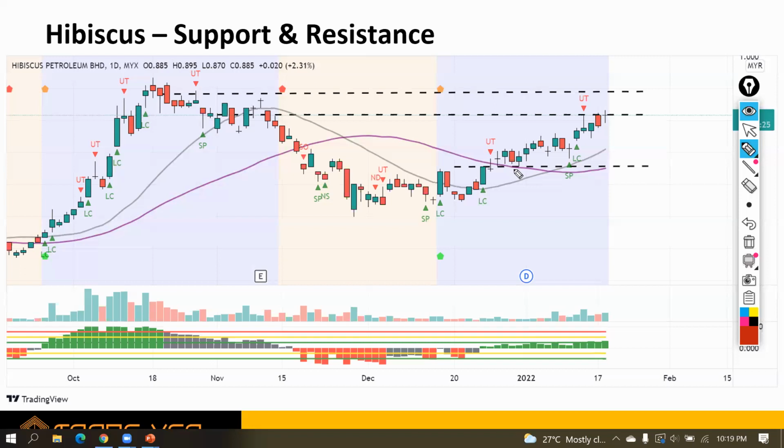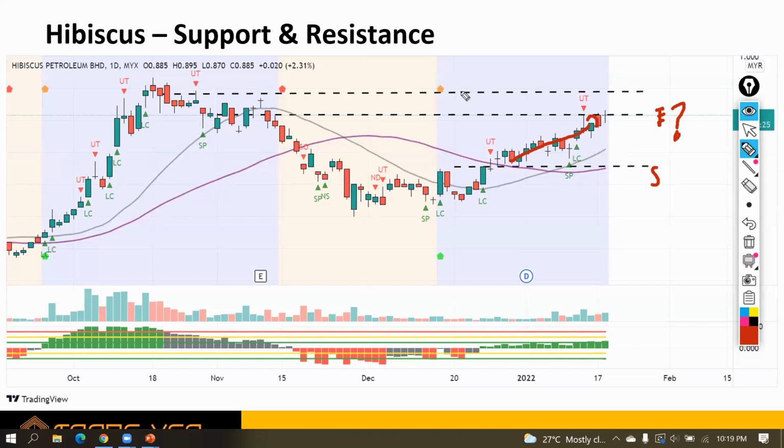So if you followed the support earlier on, probably this is the area that you want to consider taking profit. But for entry, I don't know. For me, usually I don't like it, because they are very close to resistance already and slightly a bit far from support.